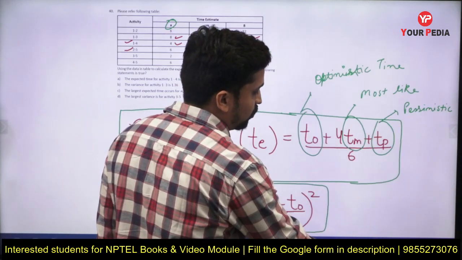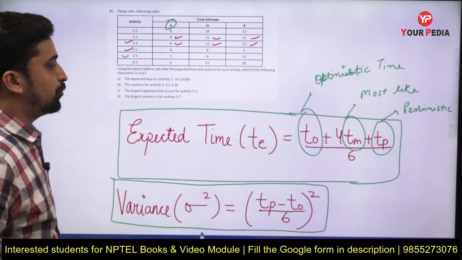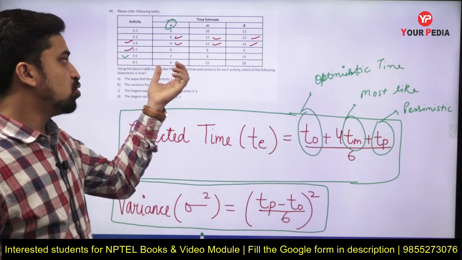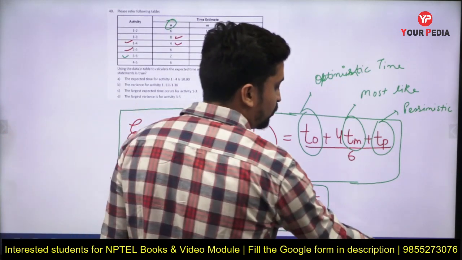Now let's move on to our next activity. The next activity will be 3 to 5. So for 3 to 5, the TO is 2, TM is 6 and TP is 13. So again we will do the same process.